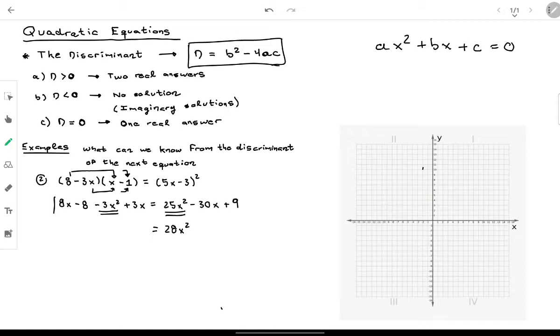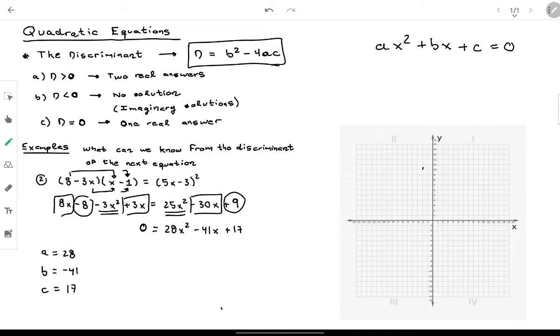What happens with the x? We have 8x plus 3x, it's 11x. If we pass it to the other side, it's going to be minus 11 minus 30, so minus 41x. And what happens with the numbers? We have minus 8 that will go to the other side as a plus 8, so it's going to be plus 17 equals 0. So that means we can know that A has a value of 28, B has a value of minus 41, and C has a value of 17.